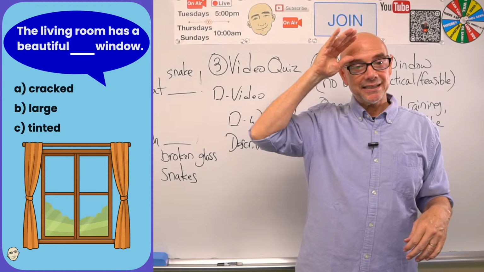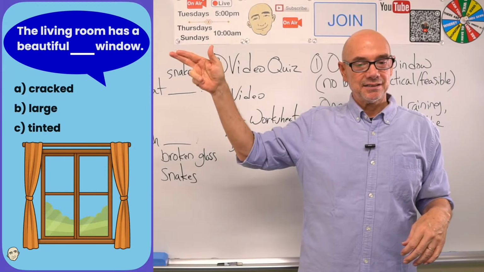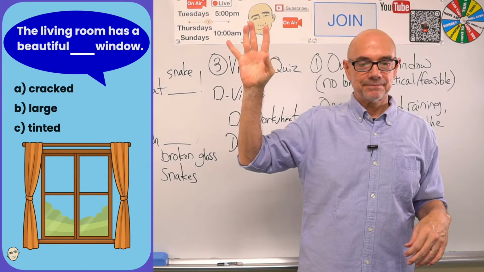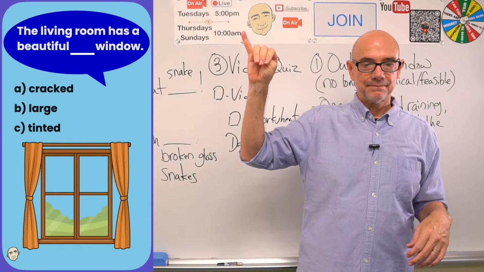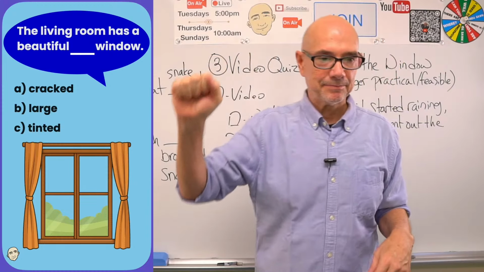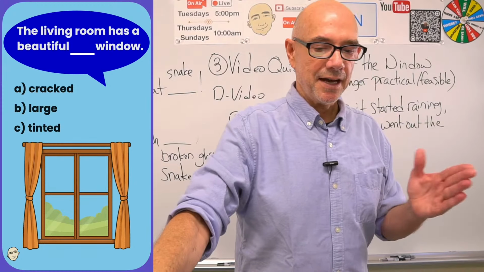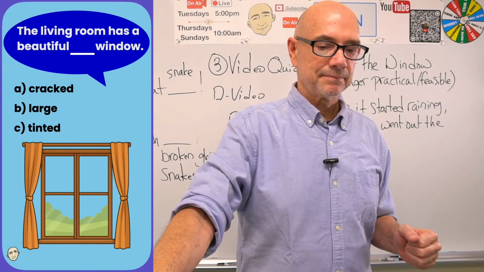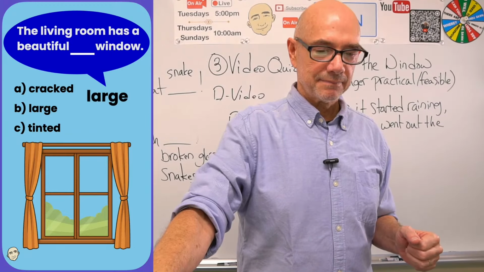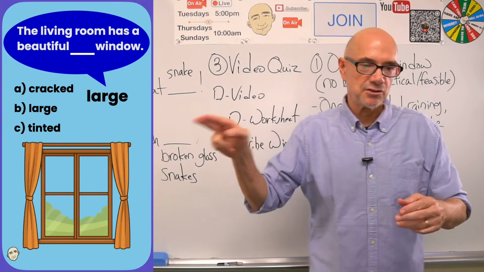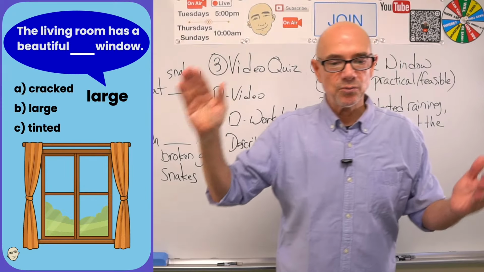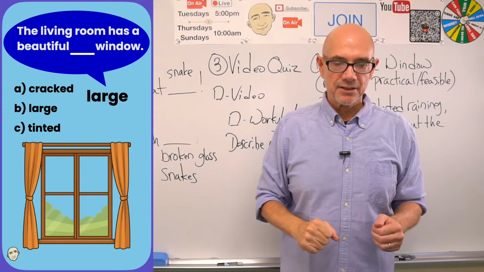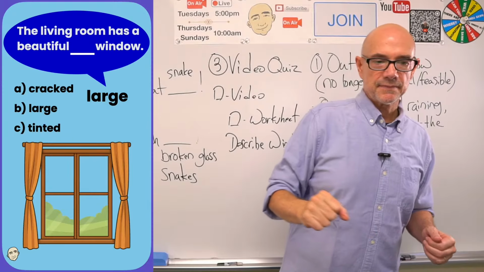Okay, so what is the word for the sentence? Okay. You got it, yeah. It's large, yeah, it's large. That's a large window. The living room has a beautiful large window. Good. Okay, next one.